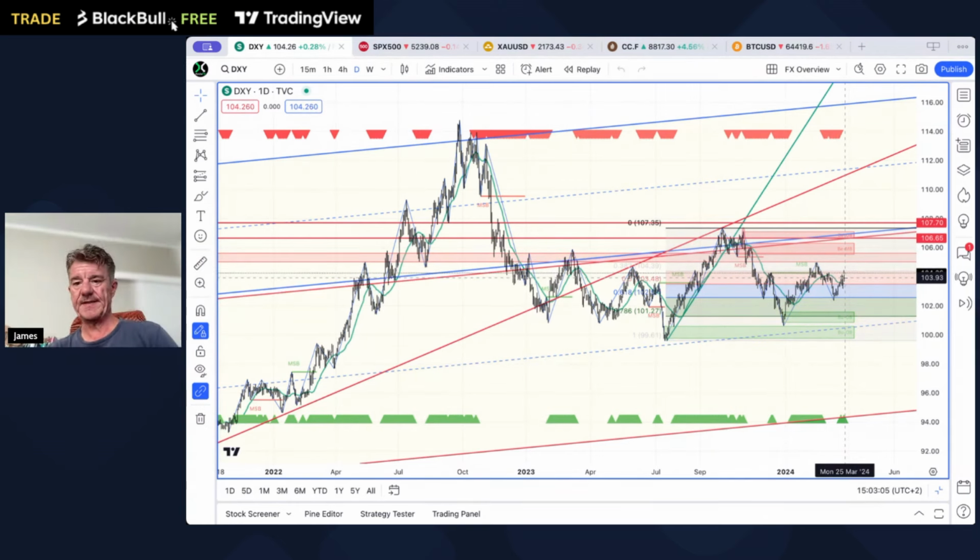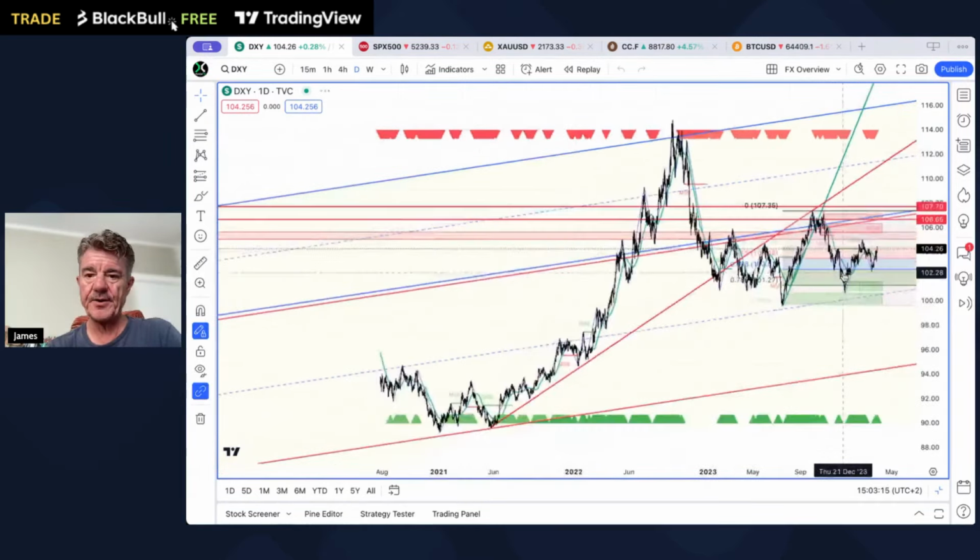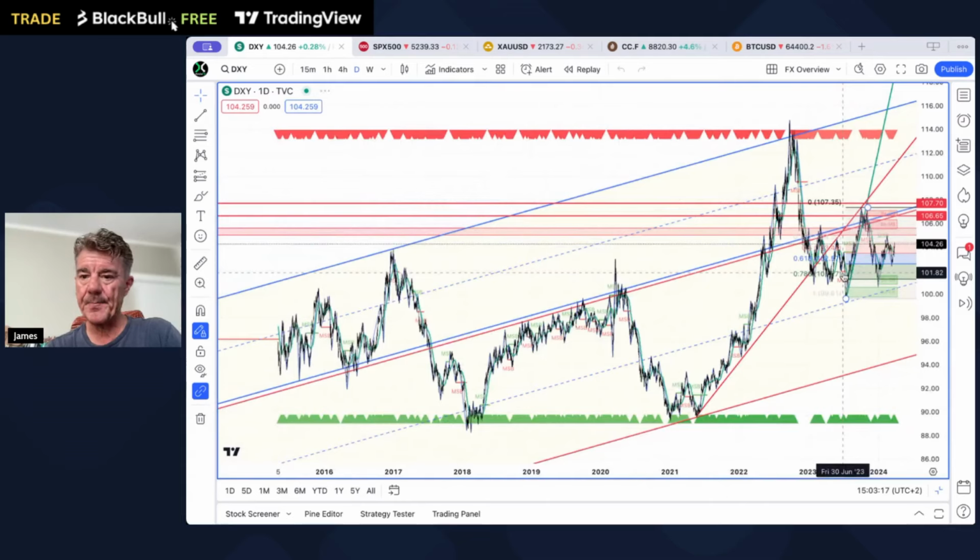14 months later, we're still exactly where we were at the beginning of January 2023. And that's where we are today. So really just a sideways move. In the bigger picture, however, the dollar is actually moving slightly up.